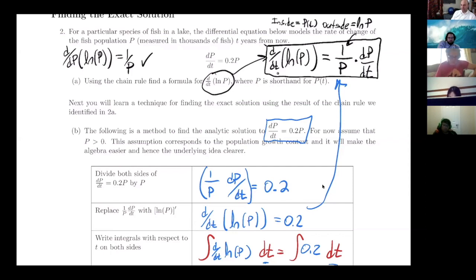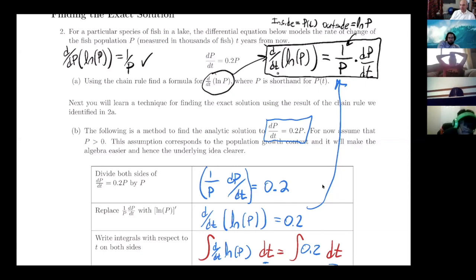Mathematically speaking, multiplying both sides by dt is not correct, because dp/dt is not a fraction. It's representing a derivative. It's representing a function itself. So technically, no, we're not allowed to do that.